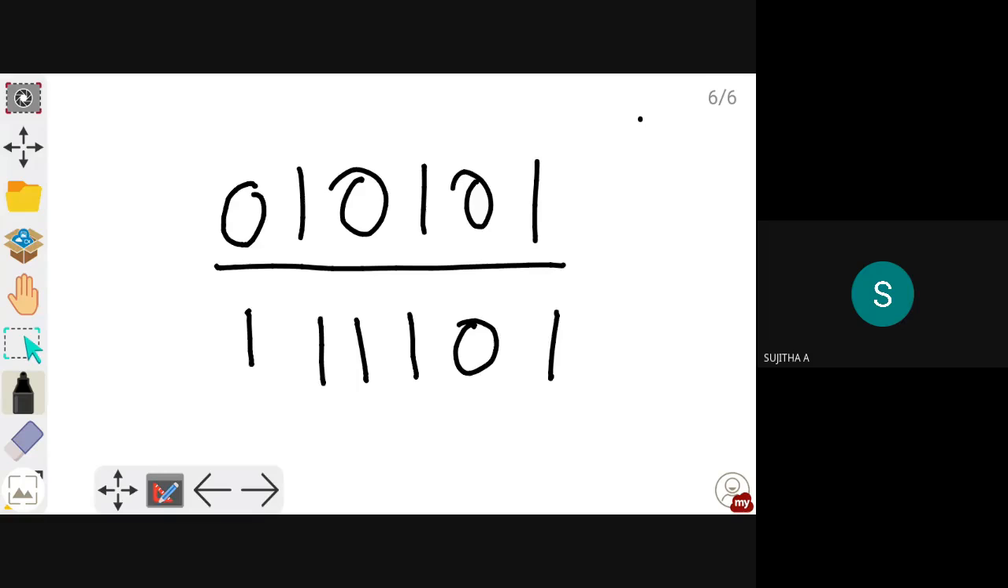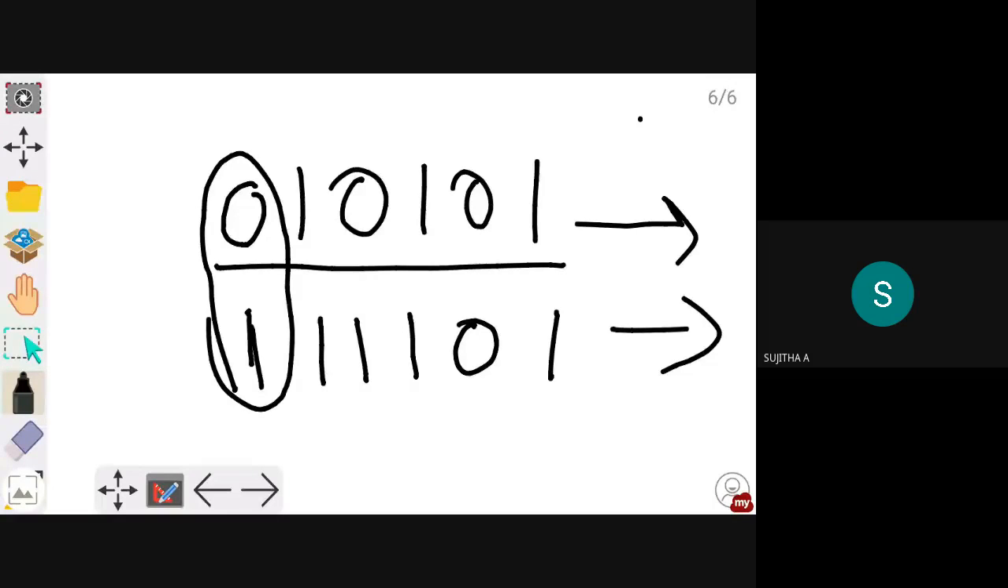So either you can use odd parity or you can use even parity. If you are using odd parity, the number of ones including the additional bit should be odd, and if you are maintaining even parity, the number of ones should be even including the additional bit. So accordingly your additional bit is going to be 0 or 1. So this additional bit is known as the parity bit.